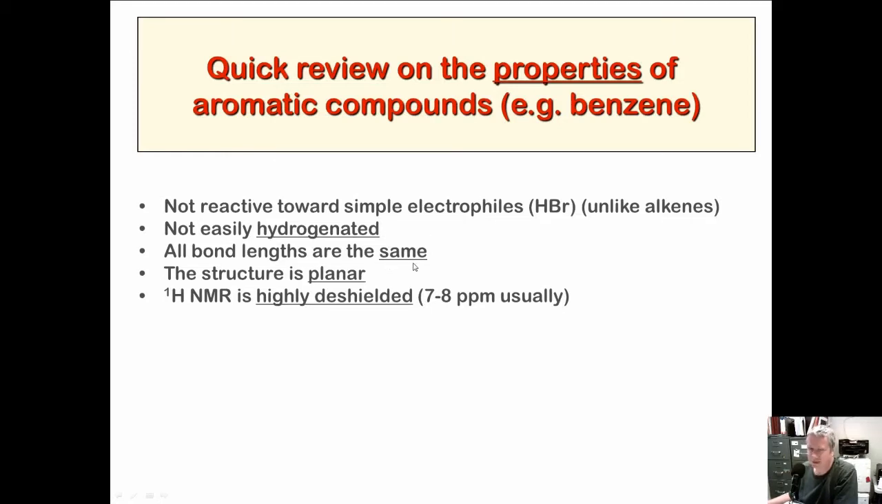All the bond lengths are the same, right? The structure is planar, so benzene is just a planar molecule. What about the NMR? The NMR is highly deshielded, right? 7 to 8 ppm, okay? What's the structure of benzene? It's a 6-member ring, alternating single and double bonds, right? But in resonance, it's like there's a pi cloud. All of the double bonds are in resonance, right?